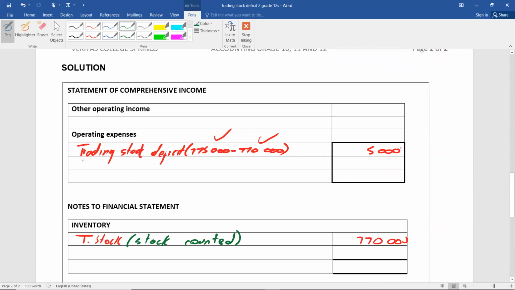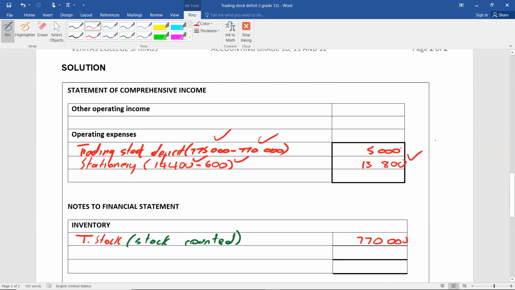And obviously here I'm going to have stationery, 14,400. You minus the stationery that was not used, and the stationery that was not used was worth 600. And then you will be left with stationery that is worth 13,800. And this is how marks will be allocated. I hope that is clear.